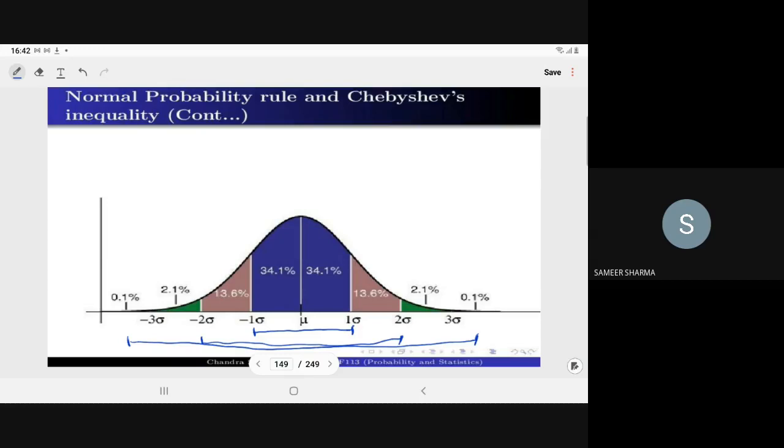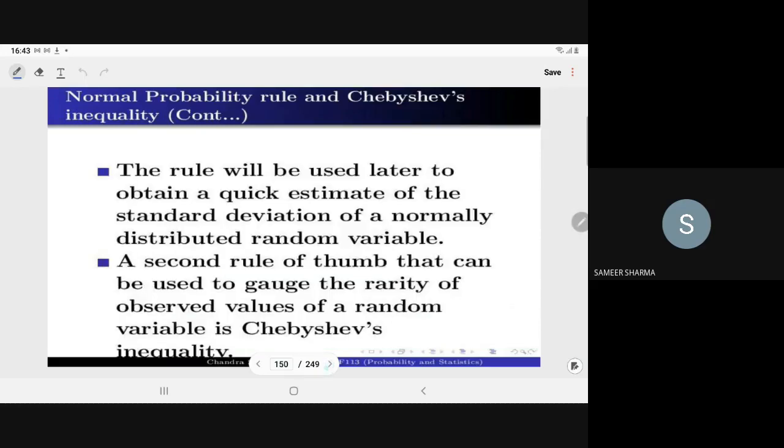That's why in Japan we have the Six Sigma technology. It means it is very rare to have an outlier on this side or on this side. It is very rare that we have an outlier or an error. Otherwise, in the normal case, we are within the limited standard deviation. So that is the normal probability rule.